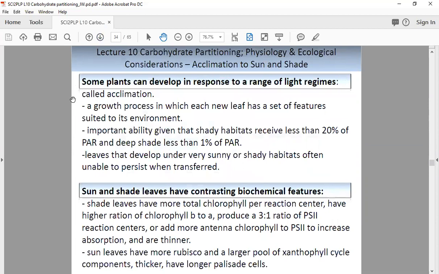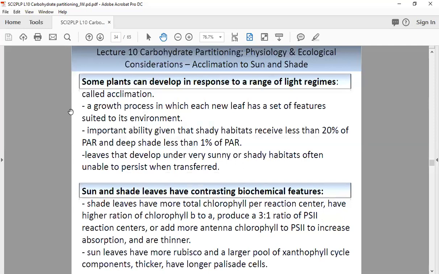This is a process that I'm particularly interested in, in particular with regards to heat stress and heat tolerance in crop plants. So, for example, some plants acclimate so well that they can grow in either full sun or in the shade. So this is one type of acclimation. Acclimation, of course, is a growth process in which each new leaf has a set of features, both biochemical and morphological, that are suited to the specific environment in which that particular leaf develops.